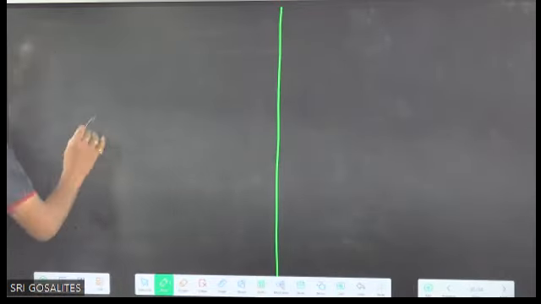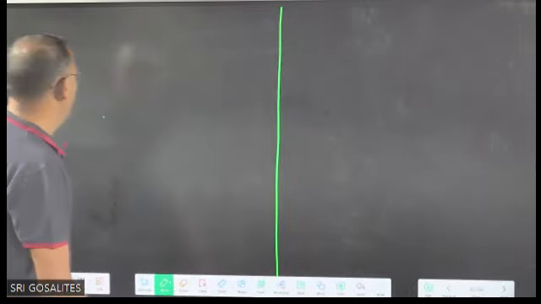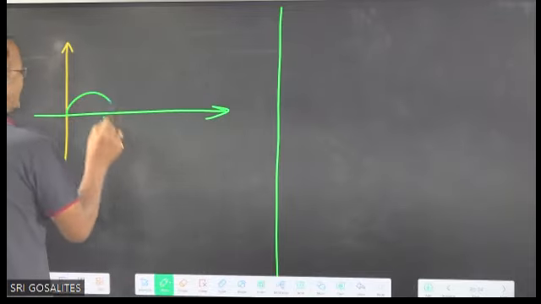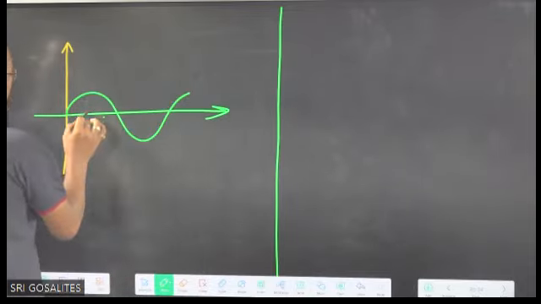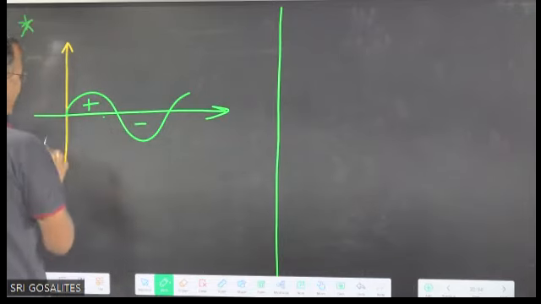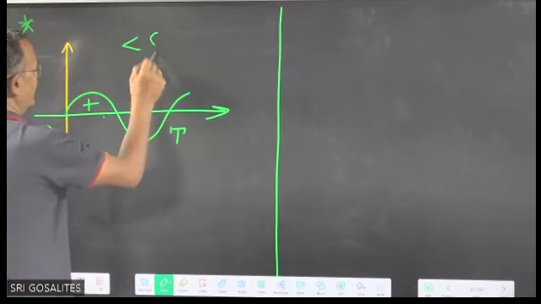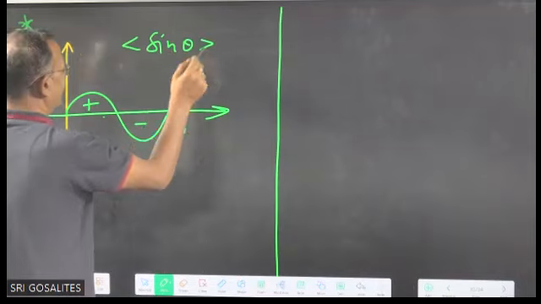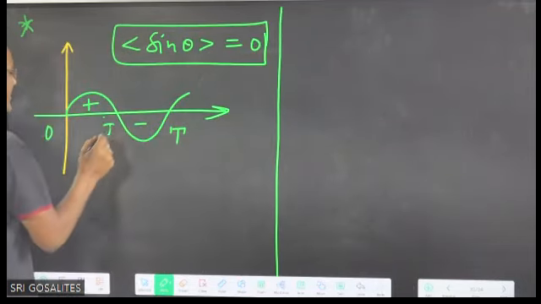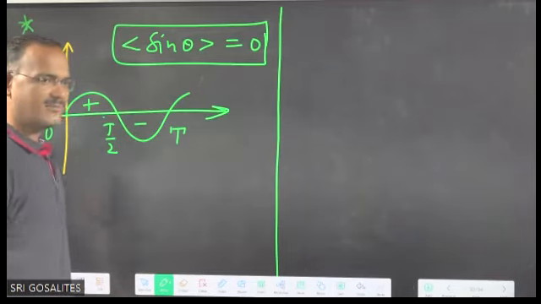So, sin is done, cos is done. Now tell me one question: what is the average of sin theta? This is the sine graph. This is called the positive half cycle. And this is called the negative half cycle. This is one time period. So remember, the average of sine theta or the sine function is 0. It means for half the time sine is positive and for the remaining half sine is negative.